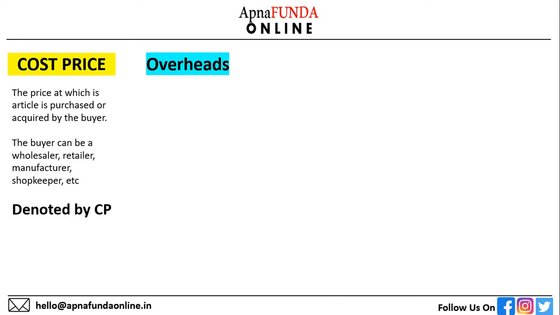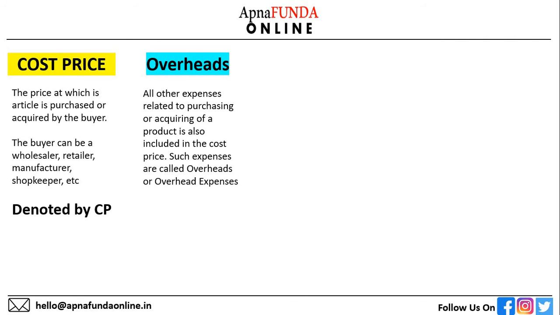Overheads. Now, since we are learning about cost price, there is a term overheads which is in connection to cost price. What we mean by overheads is that all other expenses related to purchasing or acquiring of a product are also included in the cost price. Such expenses are called overheads or overhead expenses. Example, the shopkeeper who bought the guitar, let's say he bought a guitar from some place and he had to hire a car to go there and he spent, let's say, 500 rupees additional on that. So that gets included in the cost price.